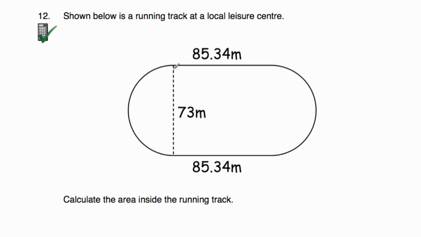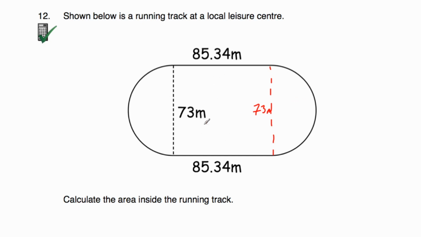So if we look at this running track, it'll have a rectangle here. So this is a rectangle. So you've got your straight, you've got your other straight, you've got your 73 metres and your other 73 metres there and there. And then you've got 2 semicircles on each end. So you've got a semicircle here and a semicircle here. And we've been asked to calculate the area inside the running track. So we need to find the area of the semicircle, the area of the rectangle, and the area of the semicircle, and then add them all together.